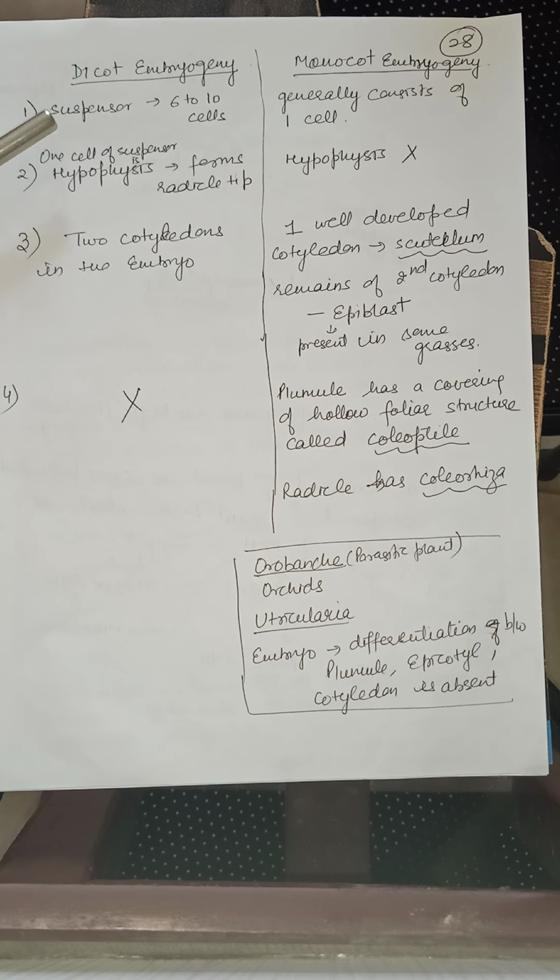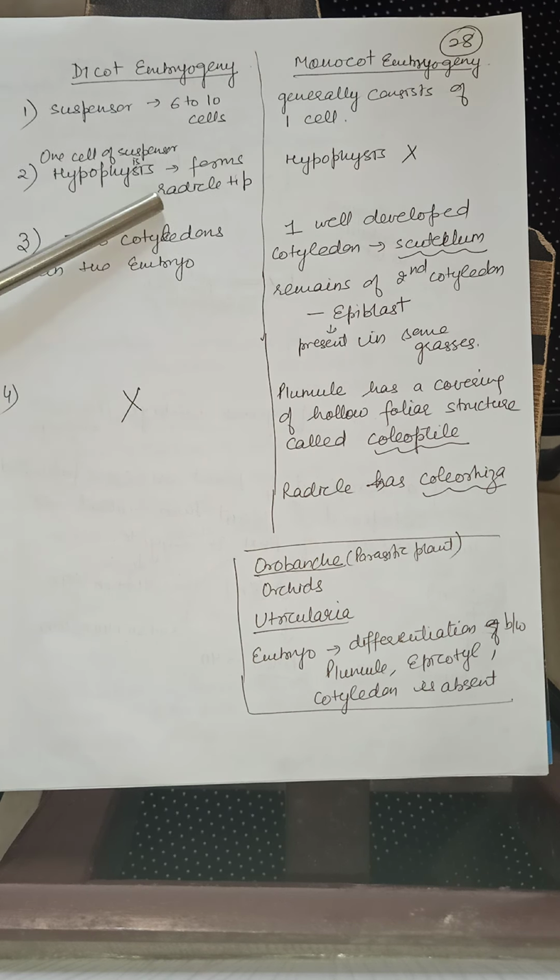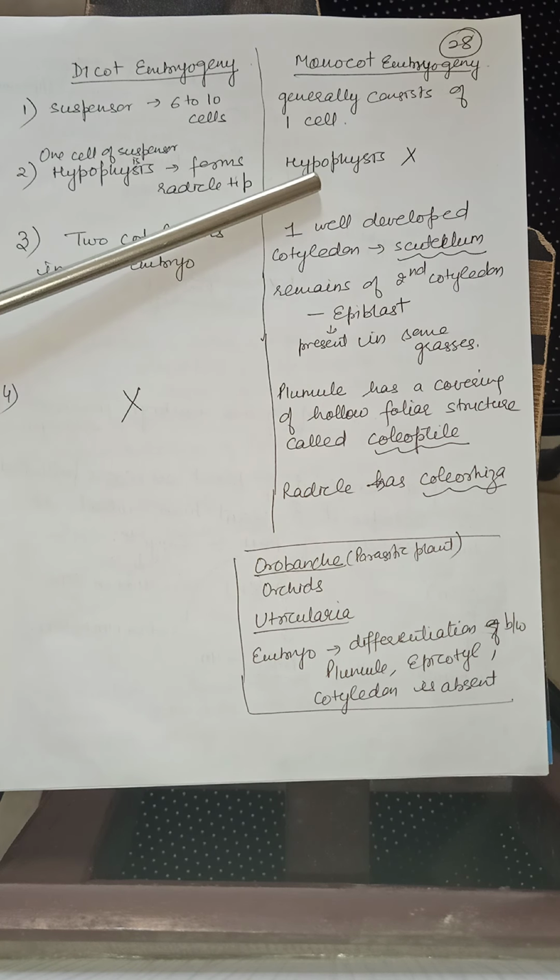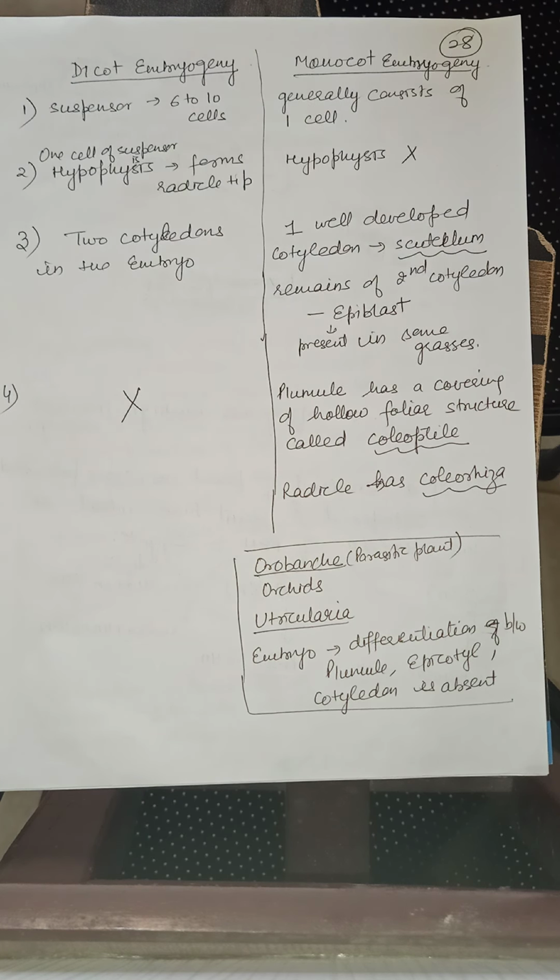In the dicot embryo, the suspensor is 6 to 10 cells long, whereas in monocots, the suspensor generally consists of one cell. One cell of the suspensor was called the hypophysis, which was near the embryo, and it was forming the radicle tip. In monocots, no hypophysis is present. Instead of 2 cotyledons in the embryo, only one well-developed cotyledon, that is the scutellum, is present. In some cases, the remains of the second cotyledon, called the epiblast, is present, and it can be seen in some grasses. The embryo of grass is drawn in your NCERT, and you can see a very clear epiblast there.